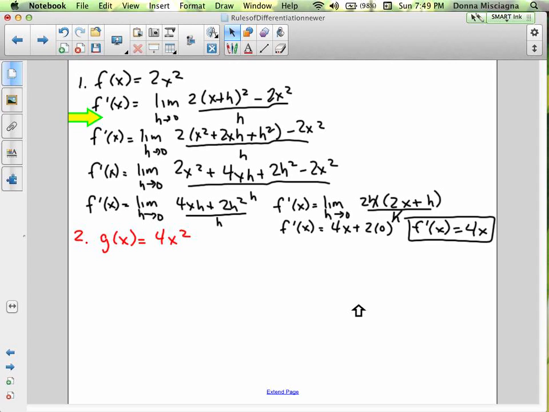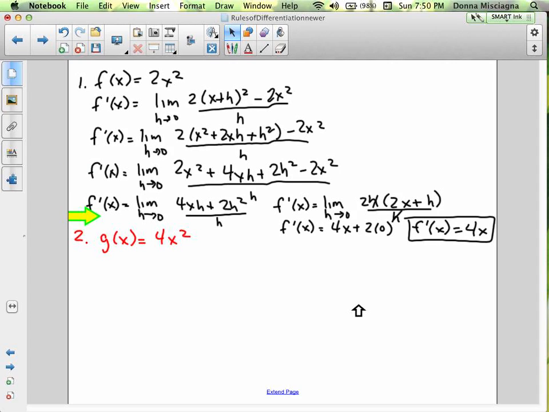Right? And then in the next line, I just distributed the 2. So we have f prime of x equals the limit as h approaches 0 of 2x squared plus 4xh plus 2h squared minus 2x squared, all divided by h. And now I look and I say, hey, I've got a 2x squared and a negative 2x squared. I can combine those, right? So no more 2x squareds.